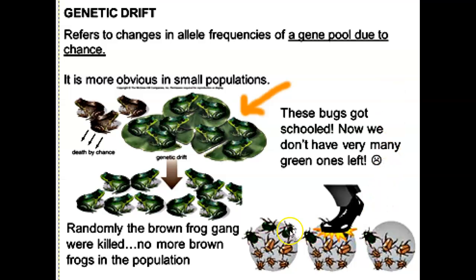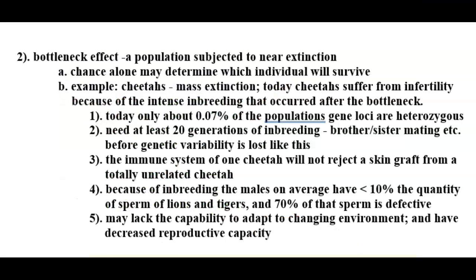Here are bugs, green ones and brown ones. Someone just happened to step on these ones, totally by chance. Stepped on that one. Flat. So it's just by chance, and chance alone is going to change the allele frequencies, as you might imagine. So genetic drift has two types, founder effect and bottleneck.